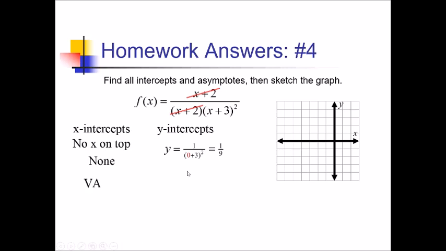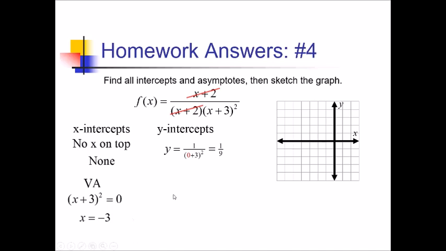Vertical asymptotes. So we're going to take x plus 3 squared and set that equal to 0 because I'm trying to zero out the denominator. So anything that's left after simplifying in the denominator, we set it equal to 0 and solve. And I see that if I plug in negative 3 for x, that'll zero that out. So that's where my vertical asymptote is.